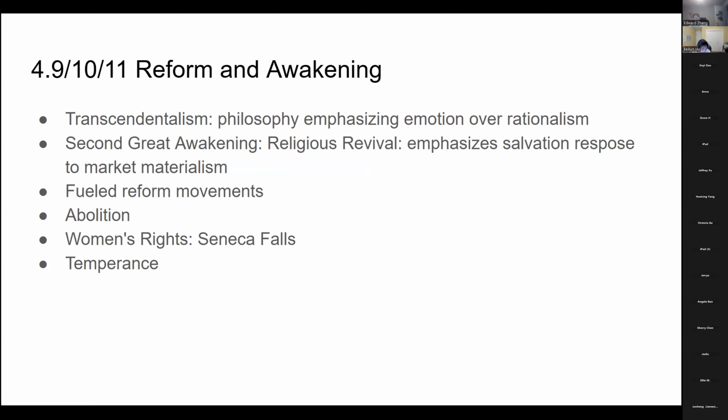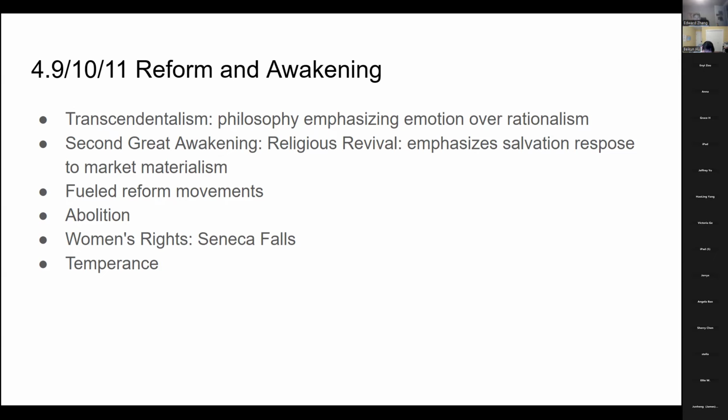It emphasized salvation in response to market materialism. And pretty much what this means is that you can change your outcome, right? You can go to heaven if you do good deeds, or else you won't. And then market materialism is the first form of consumer culture we had, right?